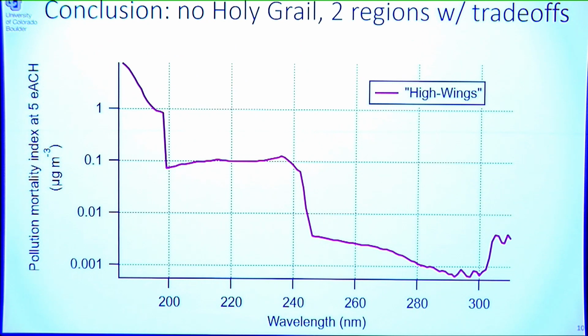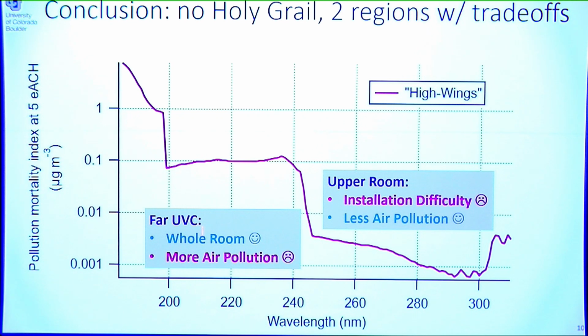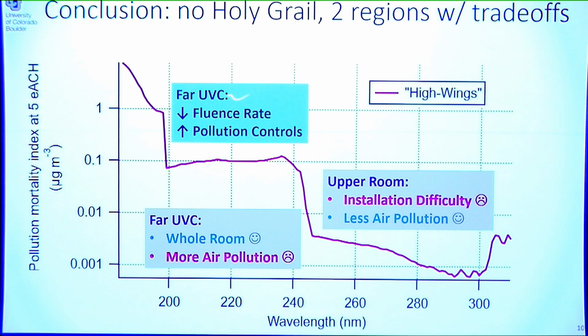And so in conclusion, going back to the simplified version, we're left with where we started. We can go to the upper room, and we have these issues with installation and accidents and whatever, but we have lesser pollution. Or we can go to far UVC, and we like it that it's on the whole room, but we have more pollution. So we either need to limit the fluence rate, and that depends also how efficient the disinfection is, or we have to do some pollution controls.